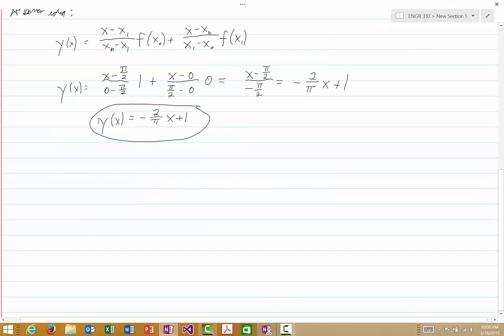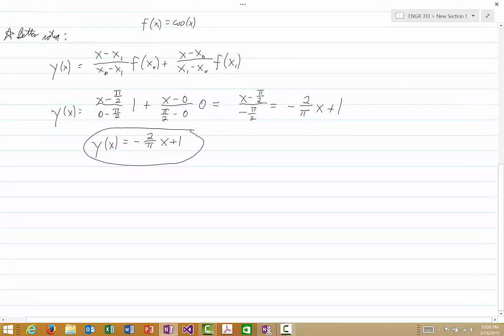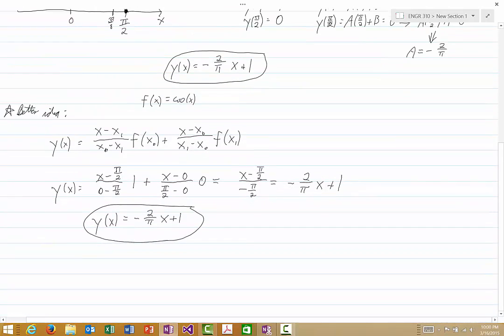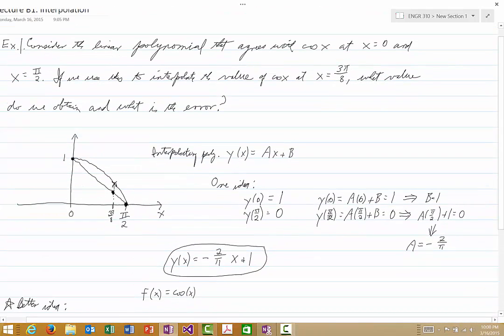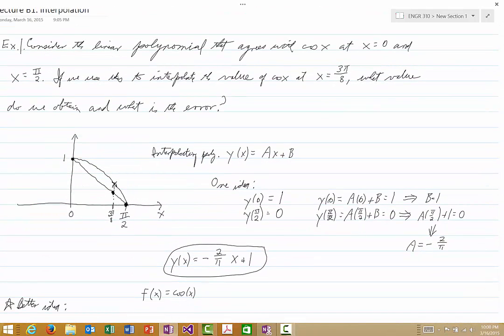Okay, but now let's finish the problem. So whichever way you decide to get your interpolatory function or interpolating function, we see we're coming up with this same answer, and now the problem was to evaluate at 3 pi over 8 and compare the answer we get with the actual value of cosine of 3 pi over 8.